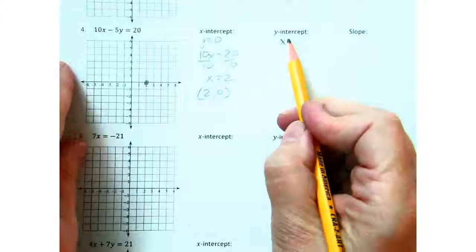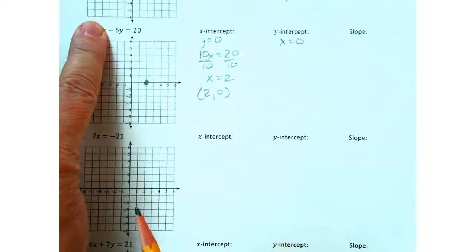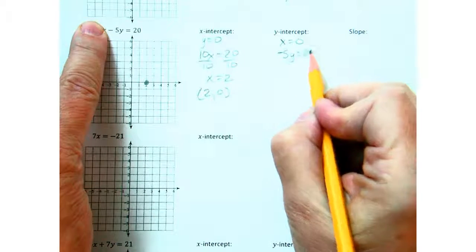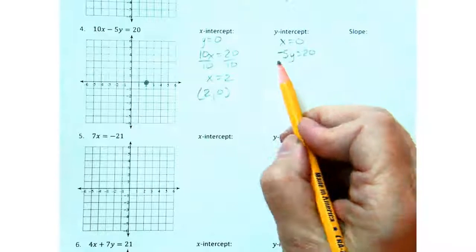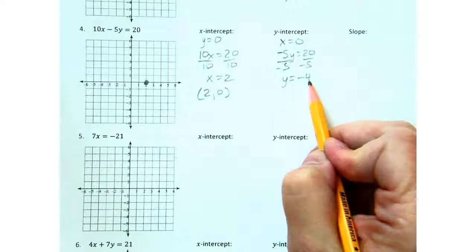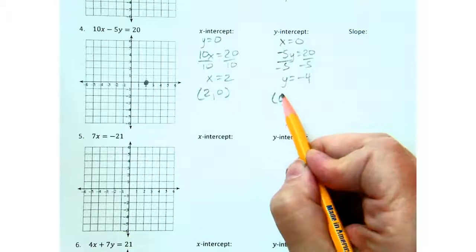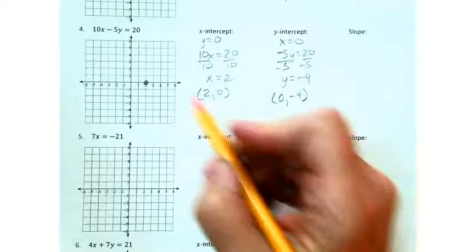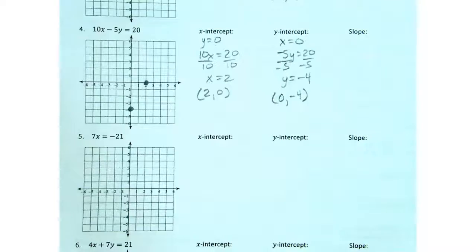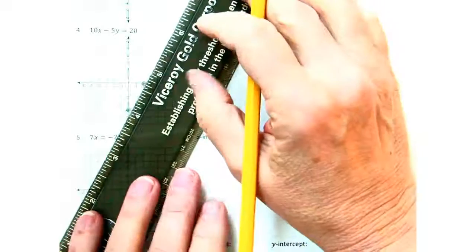To find the y-intercept, set x equal to 0. This gives us -5y equals 20. Divide both sides by -5 for y equals -4. Our y-intercept is (0, -4). Graph this point on the y-axis. Using these 2 points, graph the line.